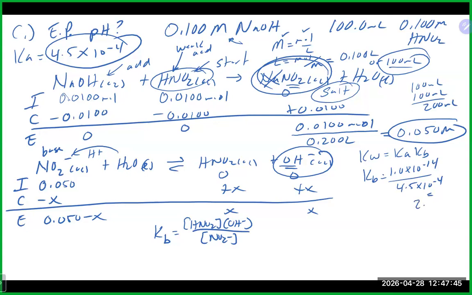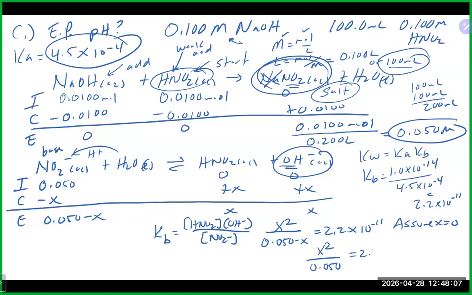I'll call it 2.2 times 10 to the minus 11. So popping in our numbers here, x squared divided by 0.05 minus x equals 2.2 times 10 to the minus 11. We're going to assume x is equal to 0. That's going to get us x squared over 0.05 equals 2.2 times 10 to the minus 11. We're going to multiply first and then square root it and see how we do. So we're going to go that times 0.05, a little square root action.